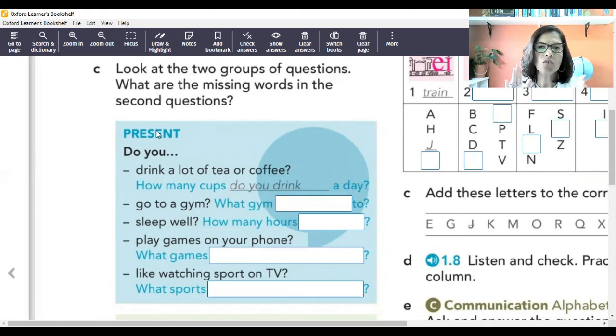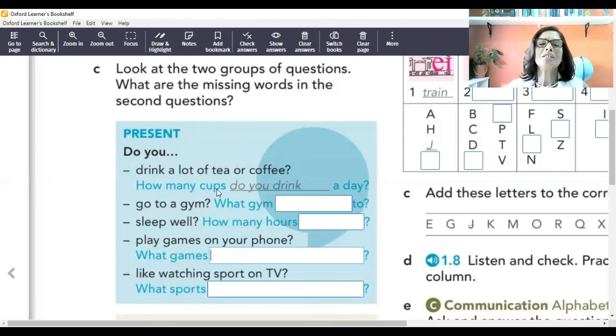Let's start with present. Do you... It's a yes or no question. Start with an auxiliary. Do you drink a lot of tea or coffee? Right? So, 2 groups of questions. Now you need to complete the second group.